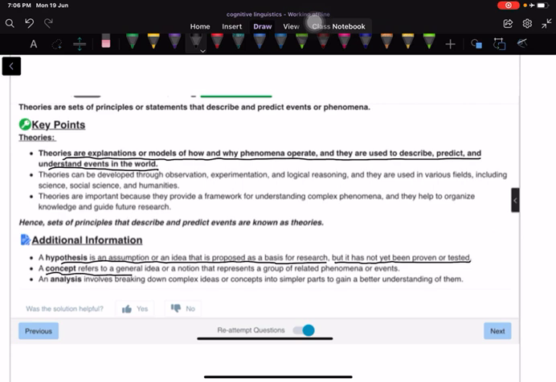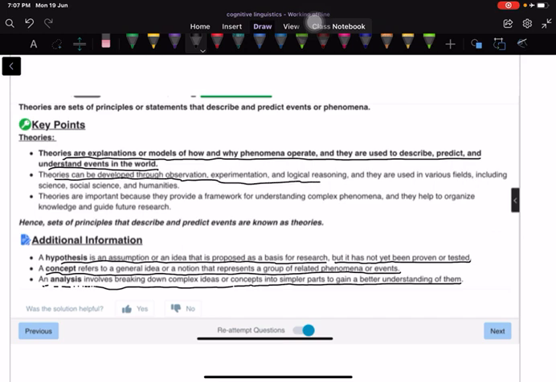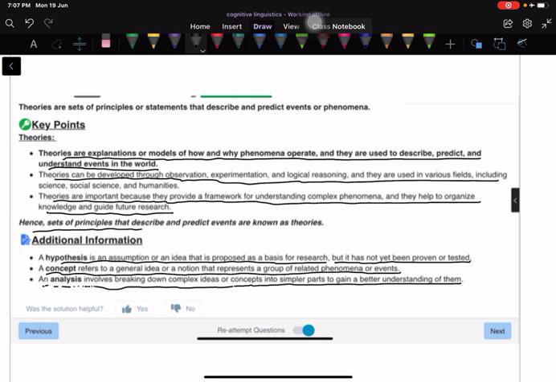A concept refers to a general idea or a notion that represents a group of related phenomena or events. An analysis involves breaking down complex ideas or concepts into simpler parts to gain a better understanding of them. Theories can be developed through observation, experimentation, and logical reasoning. They are used in various fields. Theories are important because they provide a framework for understanding complex phenomena, and they help to organize knowledge and guide future research. Hence, sets of principles that describe and predict events are known as theories.